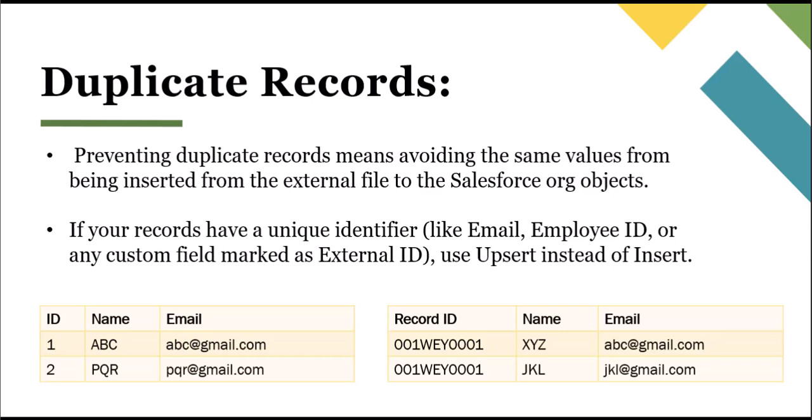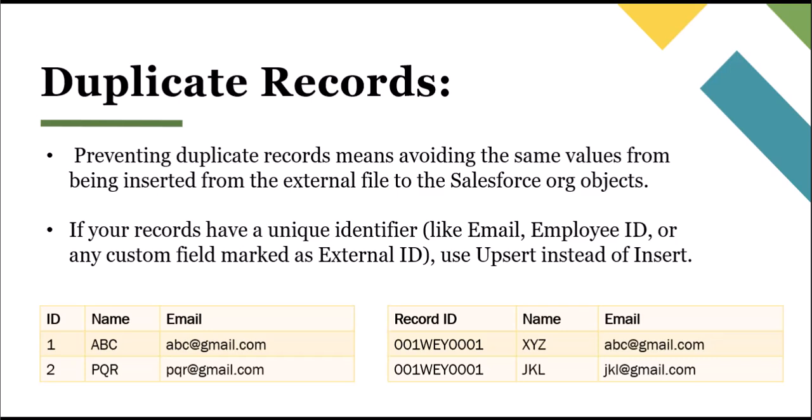So what is the upsert operation? Using the upsert operation, we can update the existing records in the Salesforce org, and if a record is not present in the Salesforce org, a new record will get created from the external file or external source. For example, here you can see we have two tables. The first table is the external file and the second table is the records from the Salesforce org, because in that we have record IDs available.